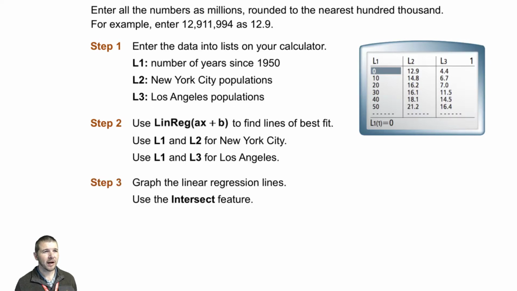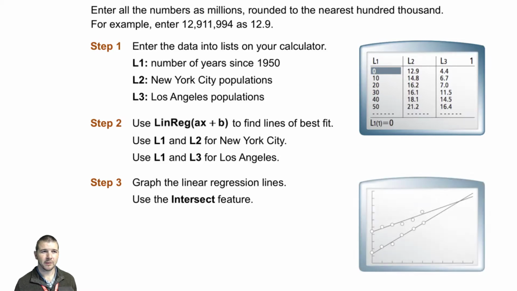Step 3, graph the linear regression lines. On a graphing calculator, they'll look like the screenshot at the right. And then on the graphing calculator, we'll use the intersect feature to calculate the point of intersection of the 2 lines. On Desmos, we'll simply zoom and pan until we find that intersection and click on it to reveal its coordinates.